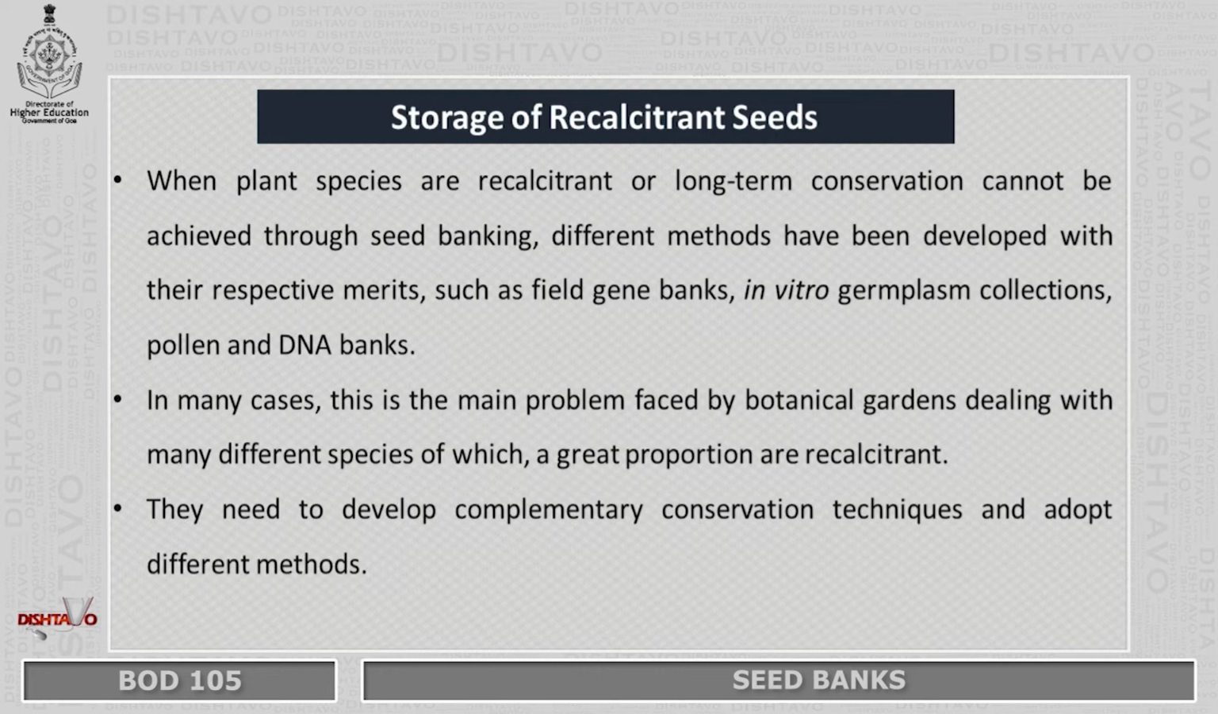For such plants or seeds, we need to look into different methods with respect to their respective merits. Like, one can look at alternatives such as field gene banks, in vitro germplasm collections, pollen and DNA banks. In many cases, this is the main problem faced by botanical gardens dealing with different plant species, of which a great proportion are recalcitrant. Therefore, there is a need to develop complementary conservation techniques and adopt different methods for the recalcitrant seeds.